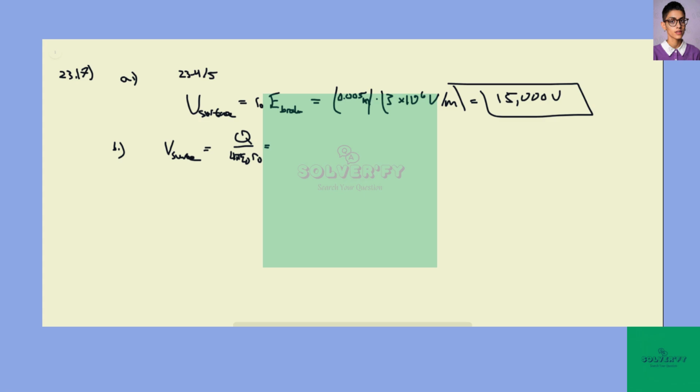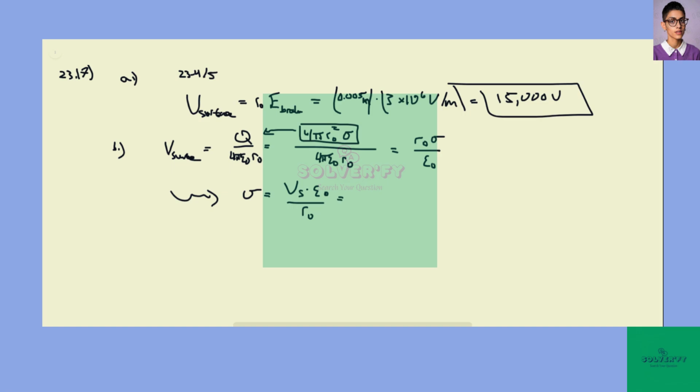So now let's write the total amount of charge on your finger, assuming it's a sphere with charge all around the surface. So we assume it's a sphere with surface area 4 pi R naught squared times the surface charge density. So this whole quantity up here is going to be equal to big Q. And we divide this by 4 pi epsilon naught R naught. And we should see that V surface becomes R naught sigma over epsilon naught. We can rearrange and solve for sigma by saying sigma is V surface times epsilon naught over R naught. So we can plug that in now.